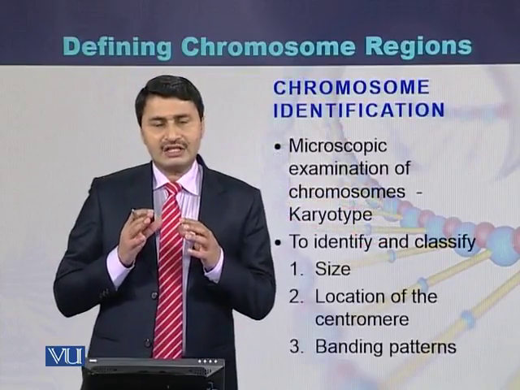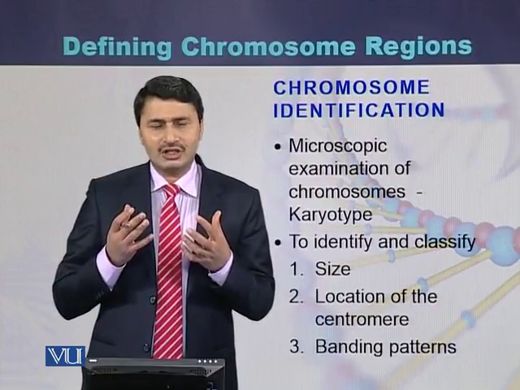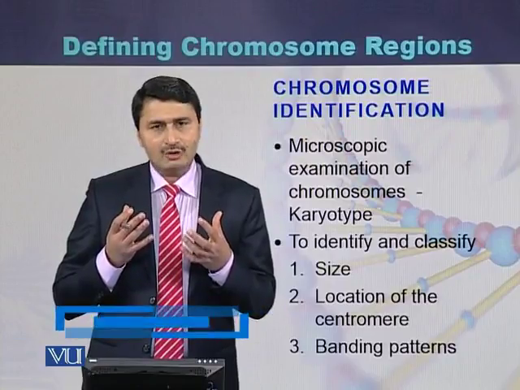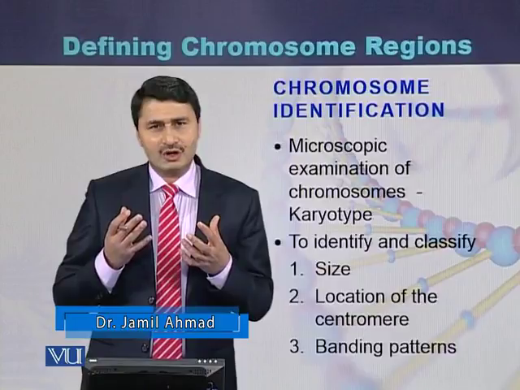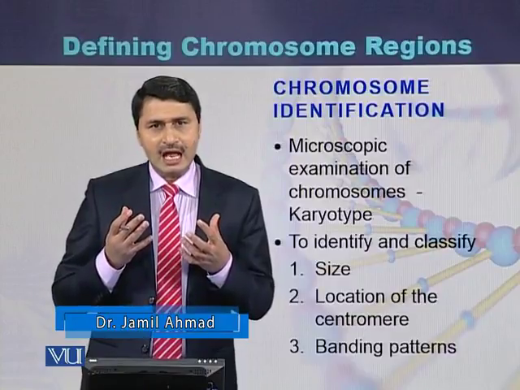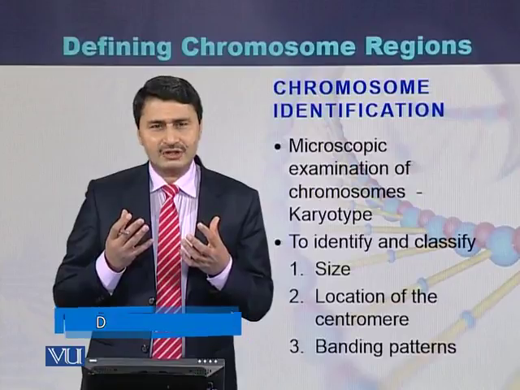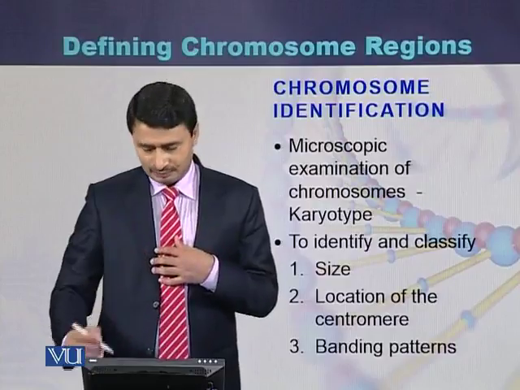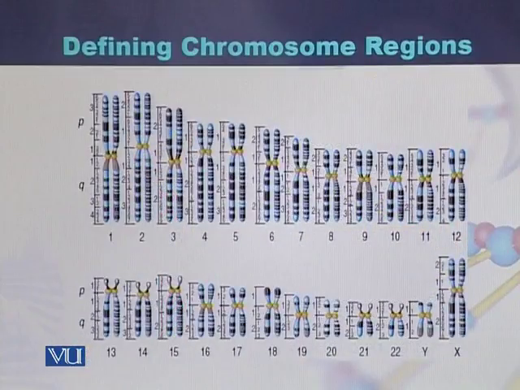Chromosome identification can be done based on 3 different things. Chromosomes can be identified based on their size. Chromosomes can be identified based on the position of the centromeres. And chromosomes can be identified based on the banding pattern present on the chromosomes. So this is the complete chromatogram of humans. In this chromatogram, we can see how banding patterns are represented while describing the human chromosomes.